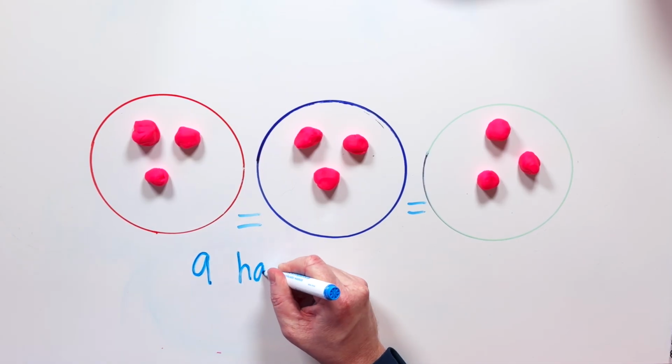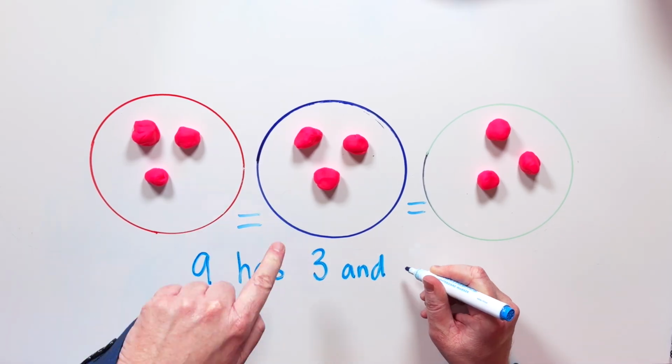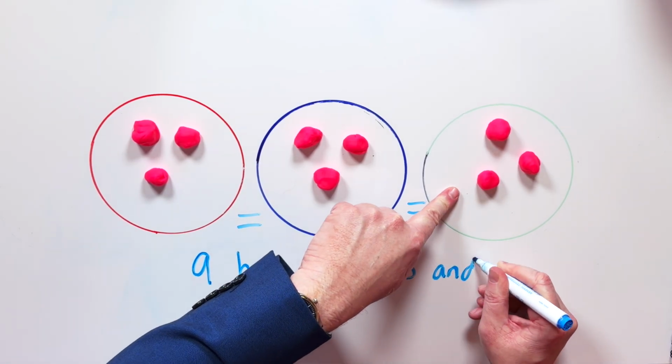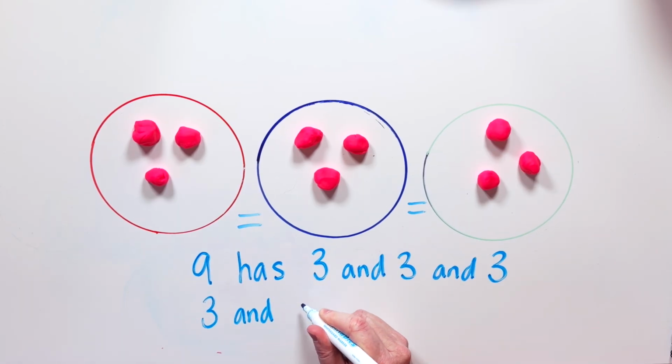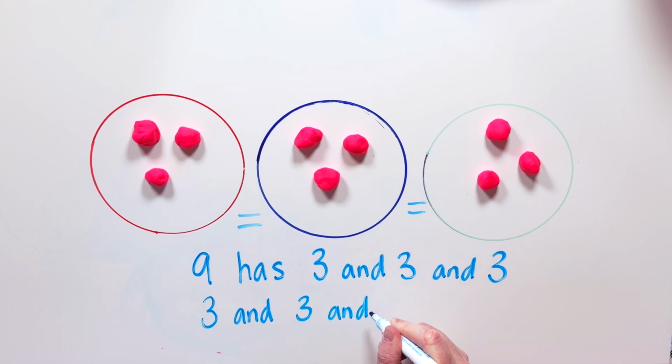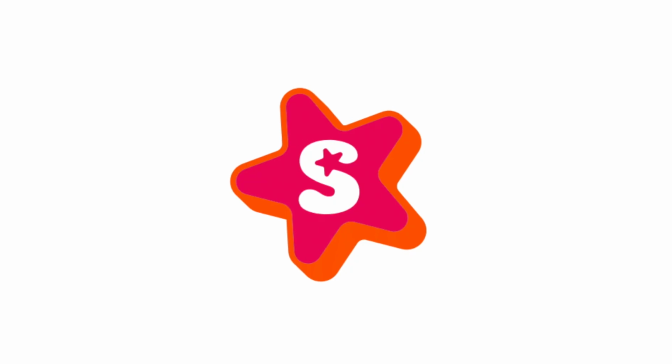9 has 3 and 3 and 3. Or we could say that 3 and 3 and 3 is 9. Oh, amazing. Let's go. Oh my golly goshness, we are so clever. We have been making equal groups.